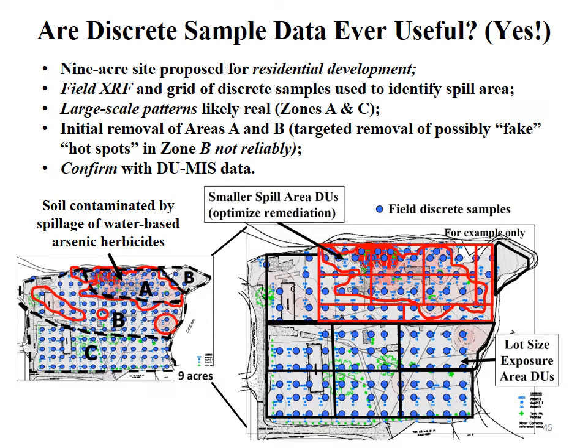In this case, it was a 9-acre site contaminated with arsenic, again from water-based arsenic herbicides. We knew the site was heavily contaminated with arsenic. In some areas, we actually did some DU-MIS sampling. It's going to take us forever to figure out the extent. So another consultant went out with the field XRF and collected 90 discrete samples from a grid across the site, tested each one, and pretty quickly mapped out in a single day where the main part of the contamination was.